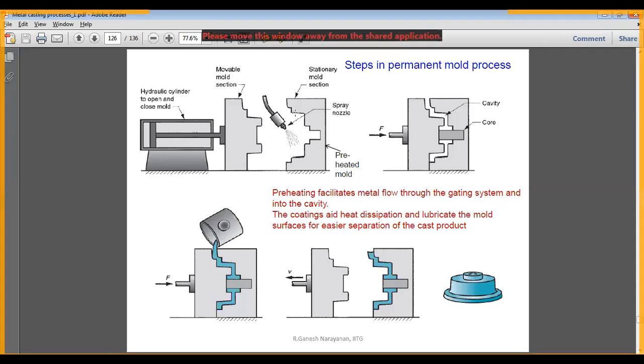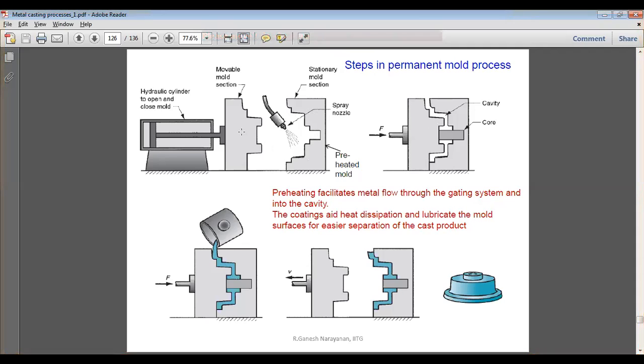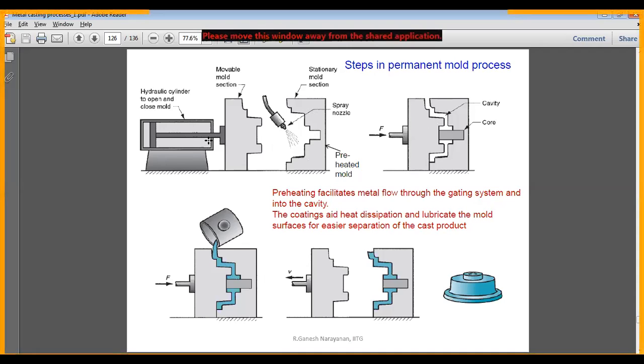So first, as you can see here, a force is applied to push the movable jaw, and this way it is used to close. This is the core, and the cavity is created. So first we create a mold that has two parts, two jaws. One is the fixed jaw, another is the movable jaw, and this movable jaw is attached to a hydraulic cylinder and a movement mechanism, so that it can be reciprocated and moved at times. So this is the preheated mold, the fixed jaw of the mold.